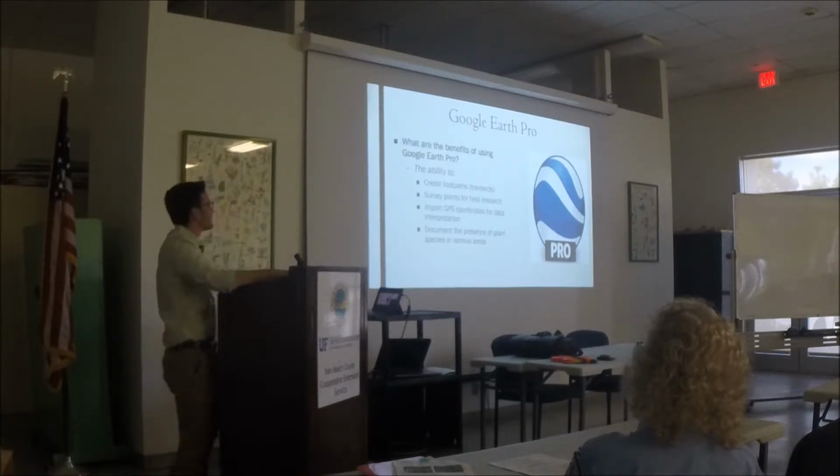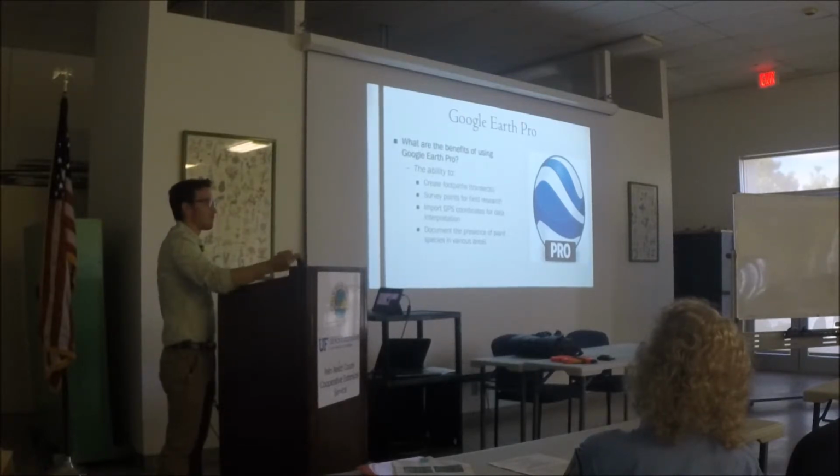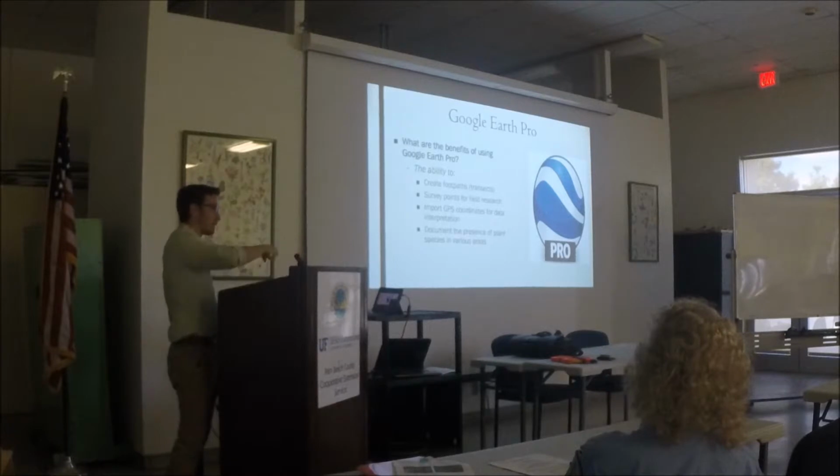So, in case you guys didn't hear originally, it's good for footpaths. It's good for making survey points. The survey points referring to the point quarter sampling with the points on the actual map. It's good for importing your own coordinates from your GPS device straight into Google Earth and having your real-time map of where everything is. And like I said previously, you can document the presence of plant species in certain areas.